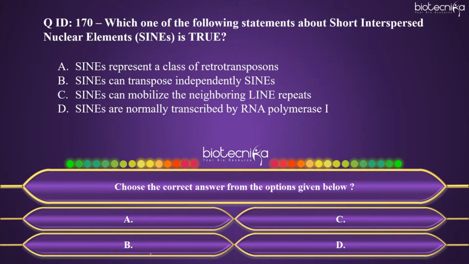Second statement says that SINEs can transpose independently, and SINEs can mobilize the neighboring LINE repeats. SINEs are normally transcribed by RNA polymerase 1. So which of these options is true regarding SINE sequences? Anybody who has attempted this question can answer me in the chat box which option they marked for this question.